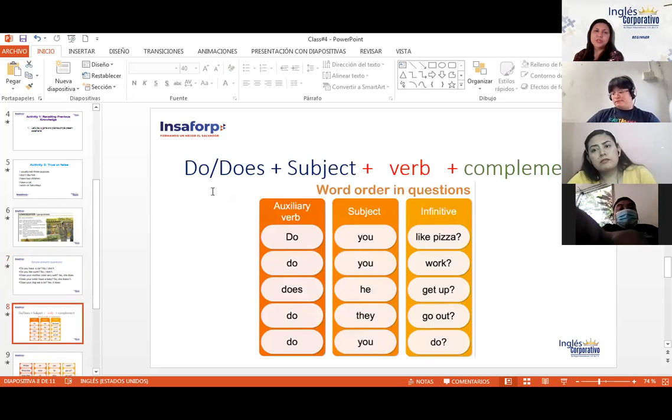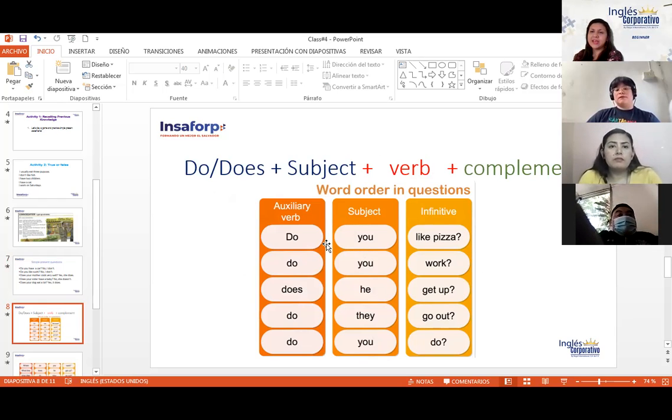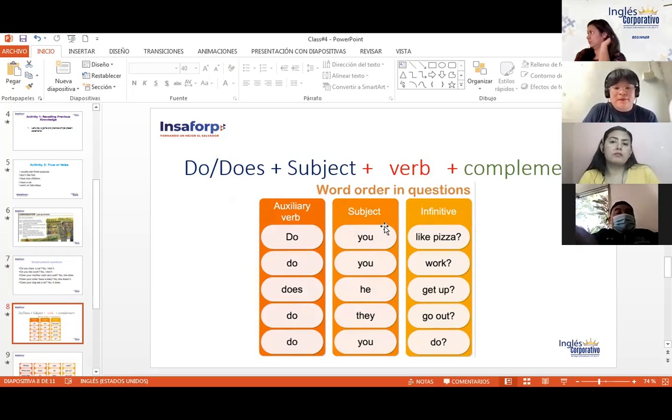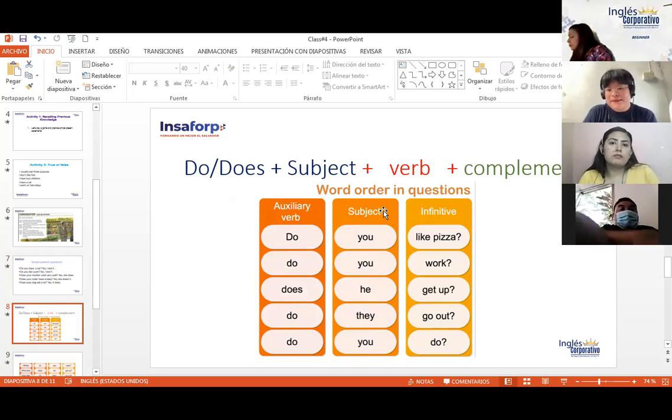So we have do or does plus the subject plus the verb plus the complement. Examples. Anita, can you read the examples? All the examples, please. Do you like pizza? Do you work? Does he grab? Do they go up? Do you do?